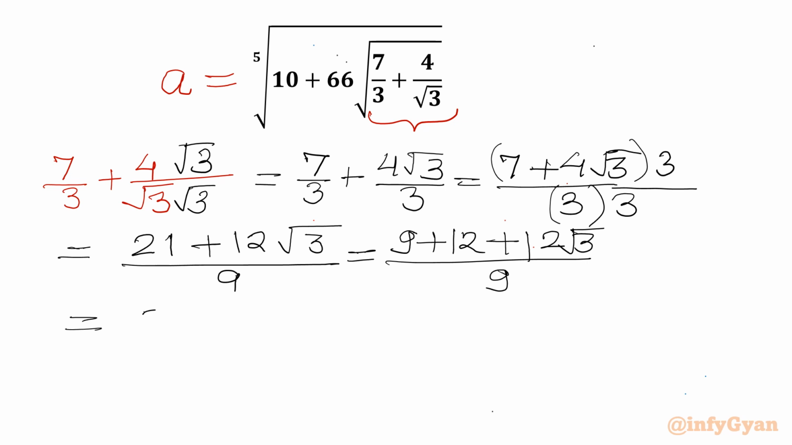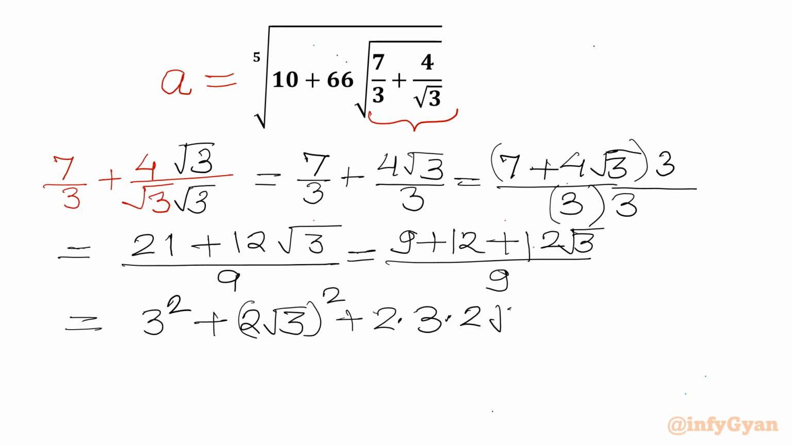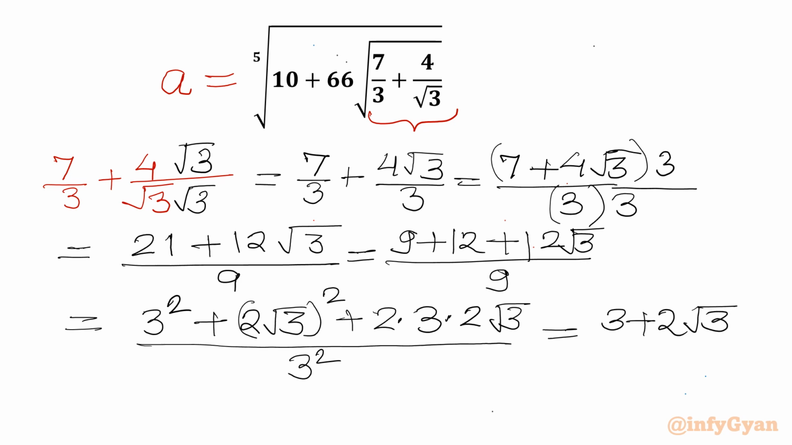Now we can write 9 as 3 square, 12 as 2 square root 3 whole square, plus 12 root 3. We can write 2 times 3 times 2 root 3, and the denominator is 3 square. So our numerator is the algebraic identity a square plus b square plus 2ab, where a is 3, b is 2 root 3. So we can write 3 plus 2 root 3 whole square, over 3 the complete square. And this value I will apply here.